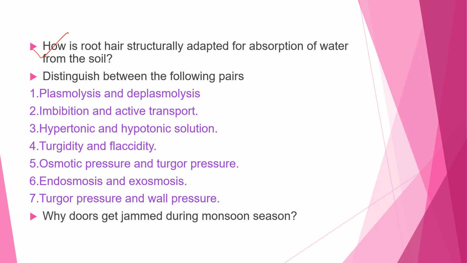Now next comes distinguish between the following pairs. These are all very basic: plasmolysis and deplasmolysis, imbibition and active transport. Then comes hypertonic solution and hypotonic solution, then turgidity and flaccidity, osmotic pressure and turgor pressure, endosmosis and exosmosis, then turgor pressure and wall pressure. These are the main important differences.